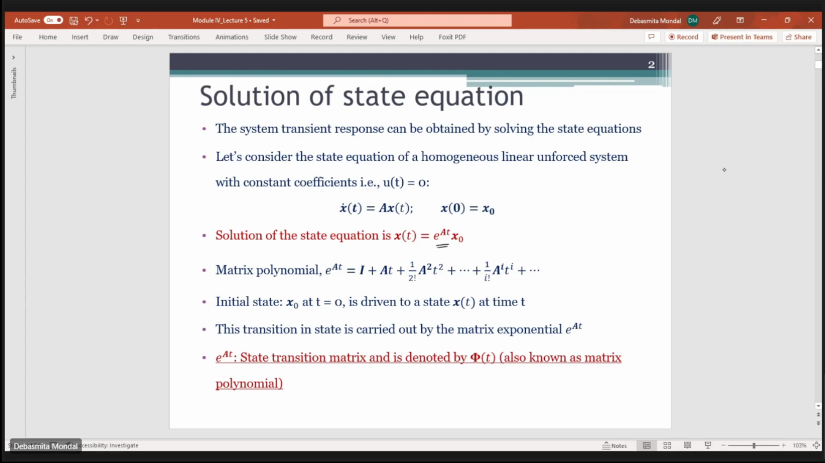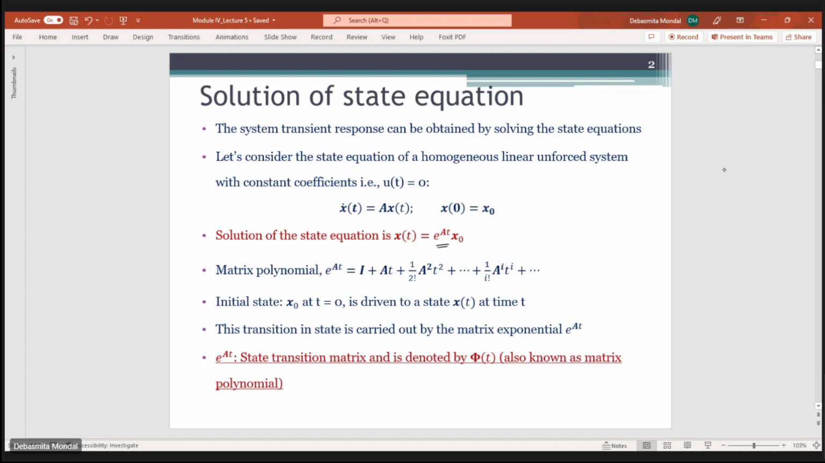So from this solution you can say that if the initial state of the system is x0, then after time t, the state of the system goes to something given by x t. That means the initial state, x0 at t equals 0, is driven to a different state x t at time t. This transition from the initial state to a different state is carried out by this function, e to the power At.